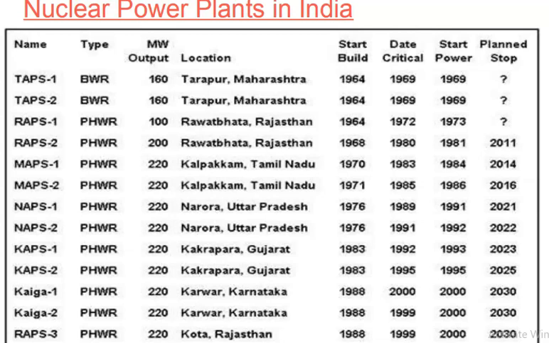Another nuclear power plant is located in Kalpakkam, Tamil Nadu. This one started in 1970. It is again a pressurized water reactor, and its output is 220 megawatt. And we can see Narora also in Uttar Pradesh. It started in 1976. Its type was pressurized water reactor, and its output is 220 megawatt.